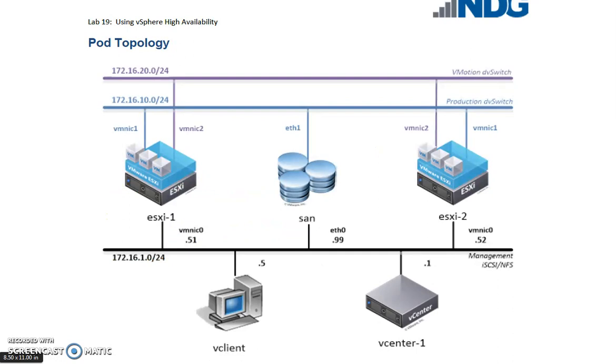As just a reminder, here is our lab topology. We can see the pods. We have the V client right over here, and through that, we're connecting to our vCenter server. We see that we have two ESXi hosts, ESXi1 and ESXi2, and those are connected to a backend data store. It's really a SAN array. All right.